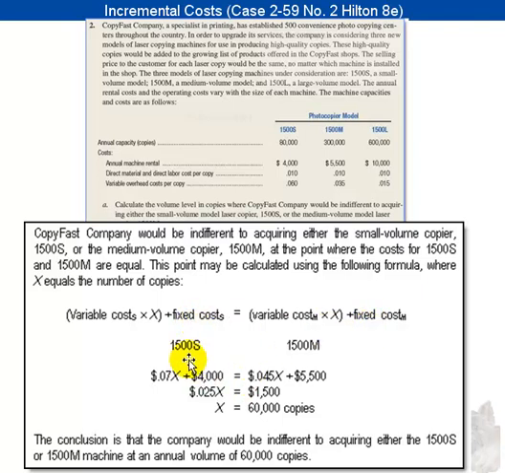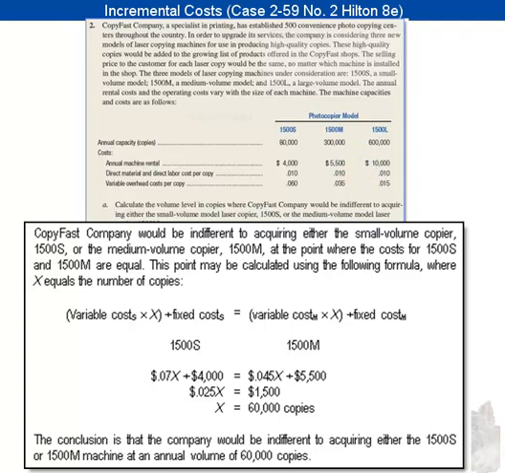So for the 1500S, by the way, that should say 70 cents, not 7 cents. We know the variable cost are 70 cents times every copy made plus 4,000 of fixed cost, which is the annual machine rental, right to the left of my mouse there. For the 1500M, it's 45 cents, right, which was the sum of the 10 cents and the 35 cents to the left of my mouse there, plus 5,500, which was our annual machine rental up there.